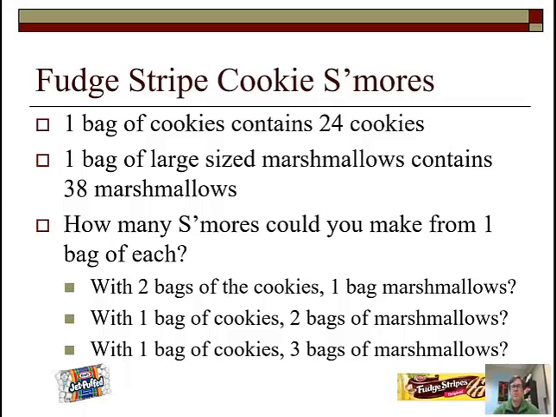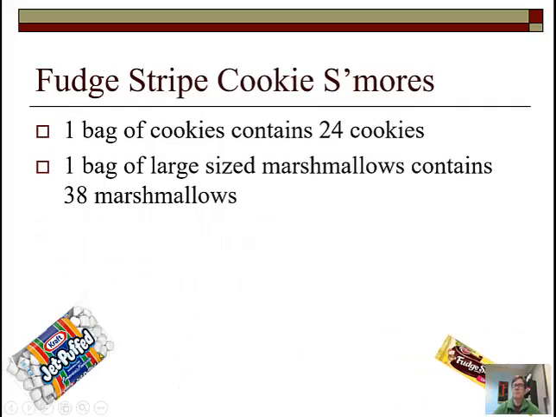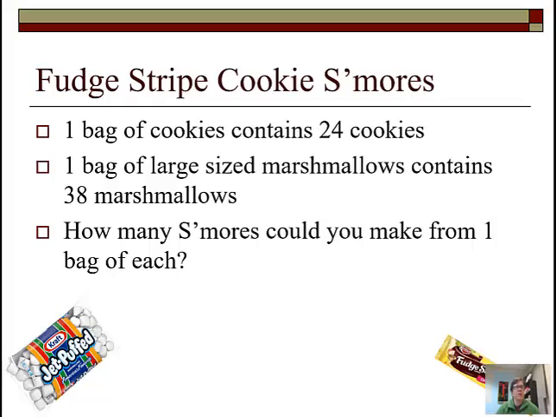Adding more marshmallows isn't going to allow us to make more s'mores, because the limiting factor in this is the number of cookies we have. Right? It's a 2-to-1 ratio. Okay, let's look at this example. Go back to our original example. We have 1 bag of cookies, 24 cookies. Okay, how many s'mores can we make? Well, we said we can make 12 s'mores.